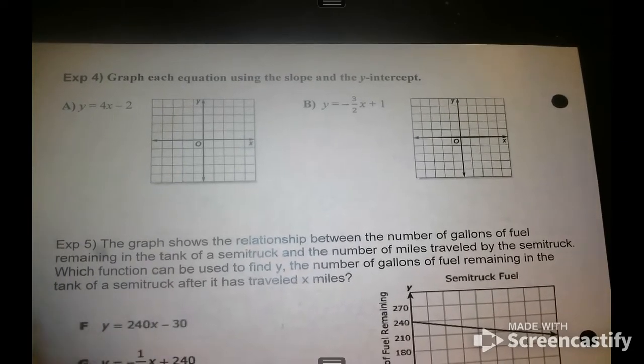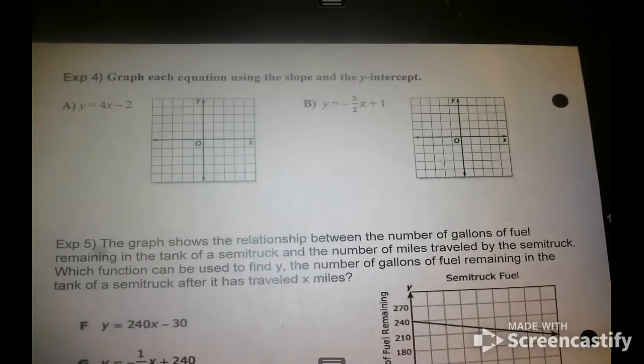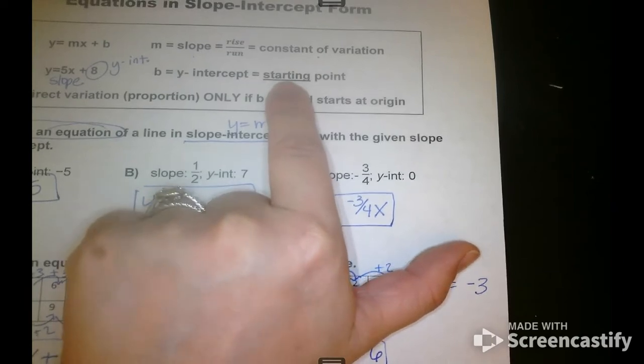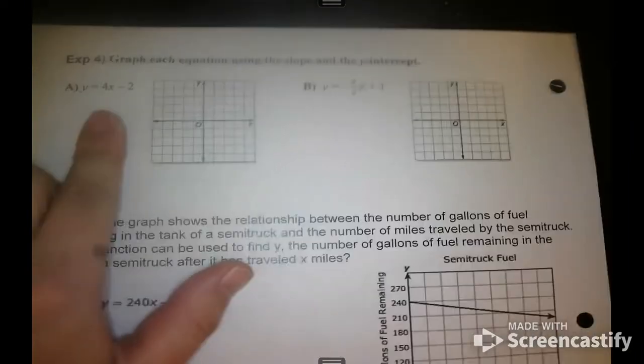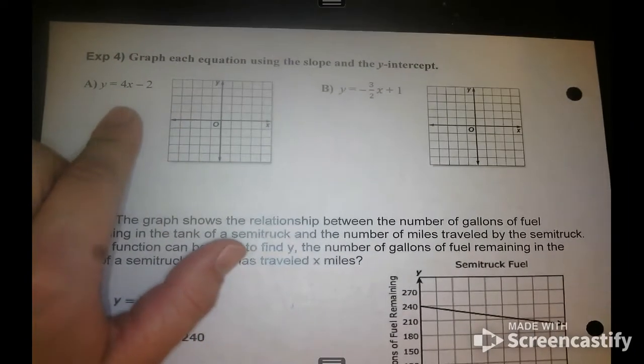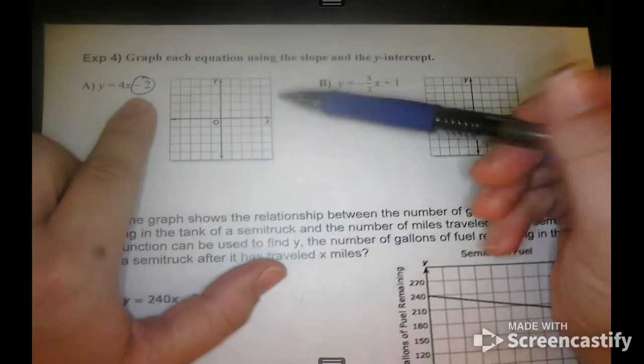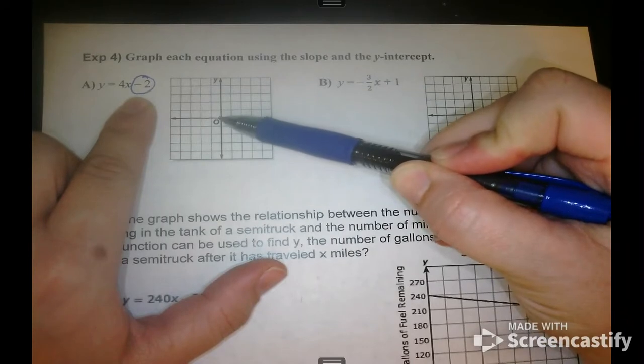Okay, so this one, my y-intercept is known as what? Just starts. My y-intercept is what? B. Starting point. So if it's my starting point, that's what I have to start with when I graph. All right, so what is my y-intercept here? Negative 2. So where is negative 2 from the origin? Down 2.